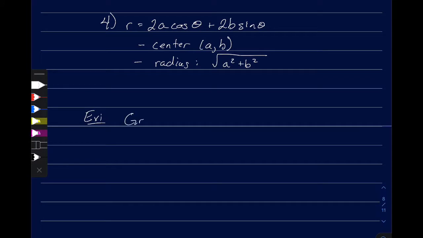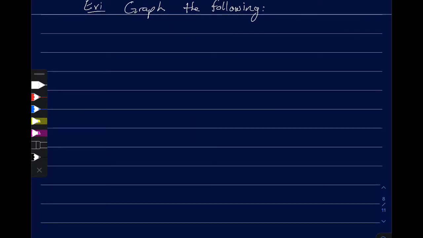So let's look at a quick example. Say we want to graph the following. So we have 3 things that we can graph. So let's first graph r is equal to 2. Now this is a circle whose center is at the origin and its radius is 2. So we'll have a radius of 2 here, and we'll draw a circle, and that is going to be it.